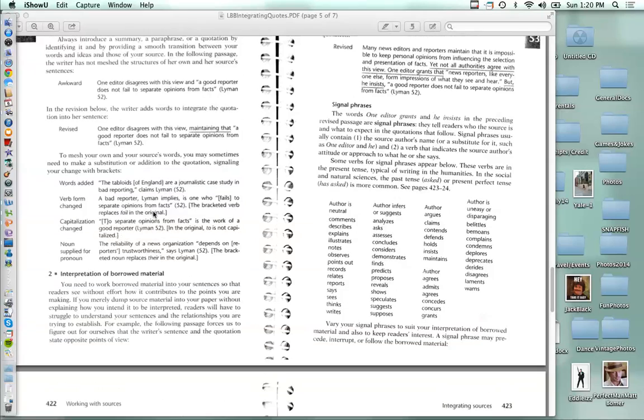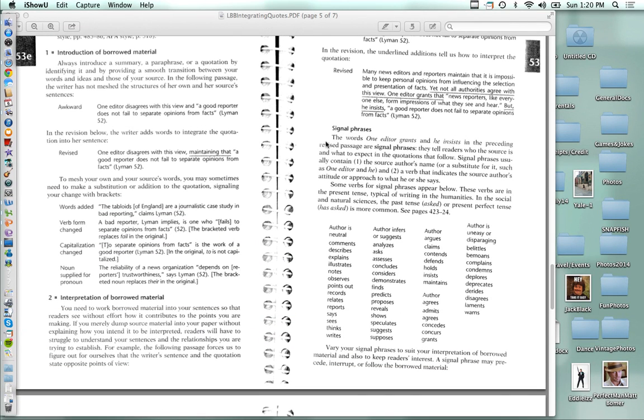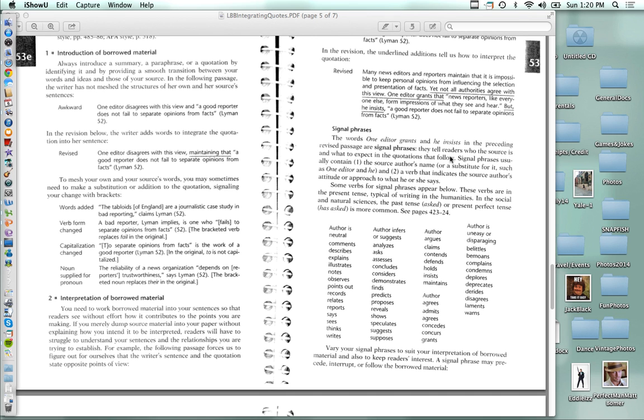Okay, some other things that I wanted to point out is signal phrases. The words "one editor grants" and "he insists" in the preceding revised passage are signal phrases. They tell readers who the source is and what to expect in the quotations that follow. Signal phrases usually contain the source author's name or a substitute for it, such as "one editor" and "he," and a verb that indicates the source author's attitude or approach to what he or she says. Some verbs for signal phrases appear below.